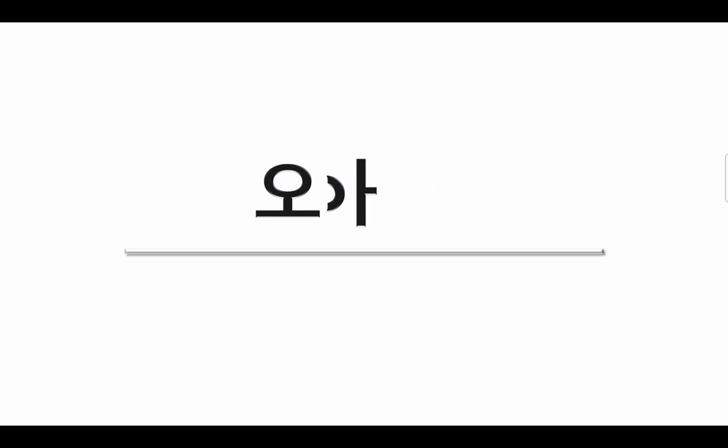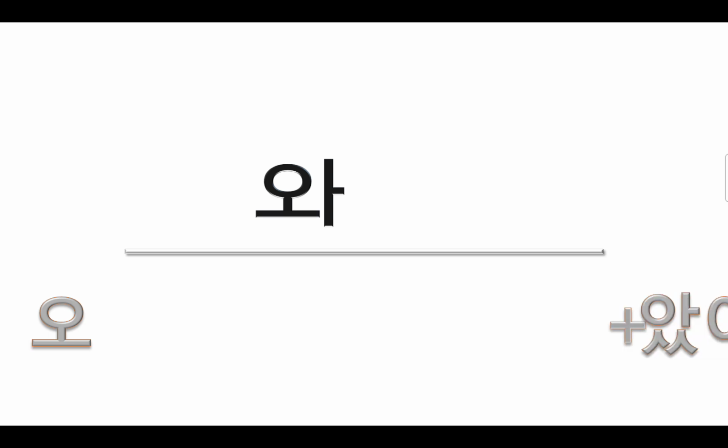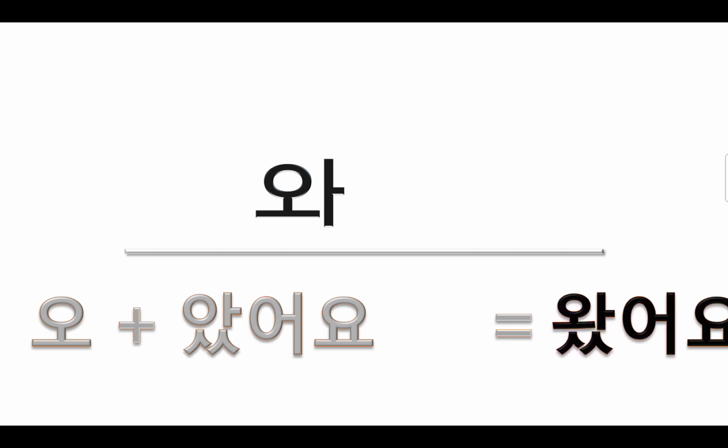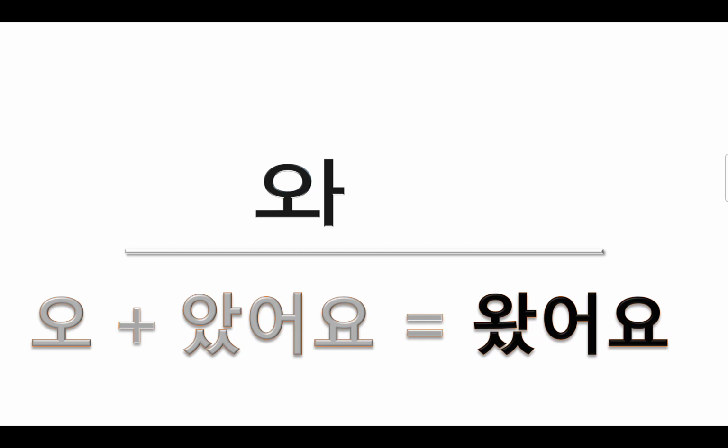And 와, the second one. ㅗ plus ㅏ, contraction to 와. So 오다, come, because ㅗ is a bright vowel, so we need 았어요. And 오 has no 받침, contraction. 와. So 왔어요. Came. 왔어요.